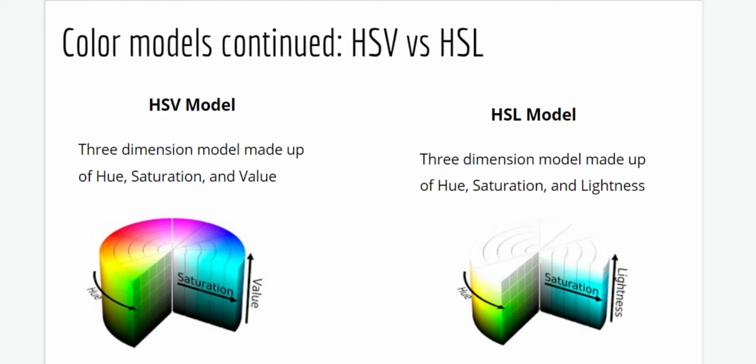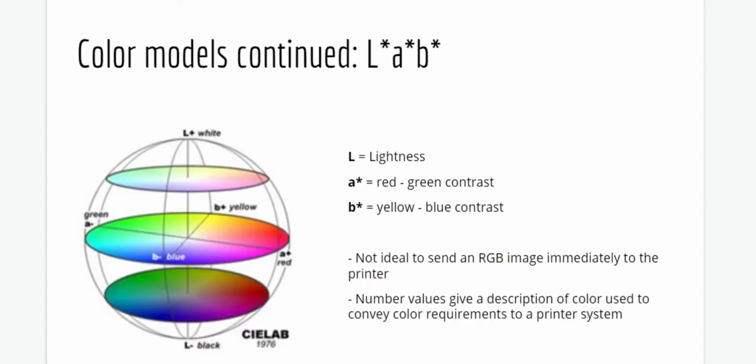In the HSL color model, it's pretty similar to the HSV, but the third dimension, which is lightness, displays how close a color is to either white or black. So as you move up the model, the hue turns more white, and as you go down, the hue turns more black. The final color model that I'll talk about is the LAB model.